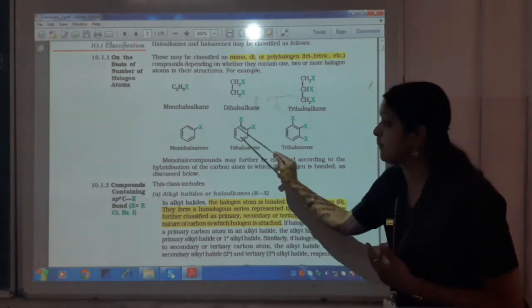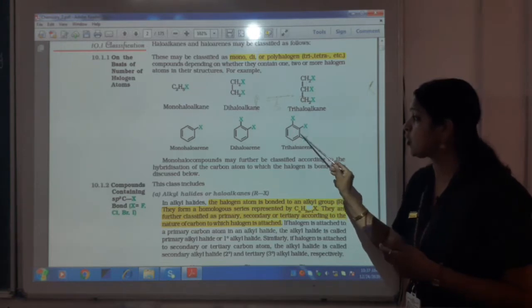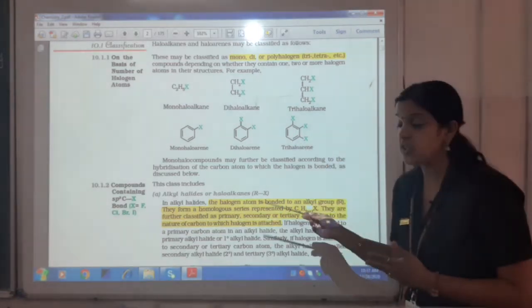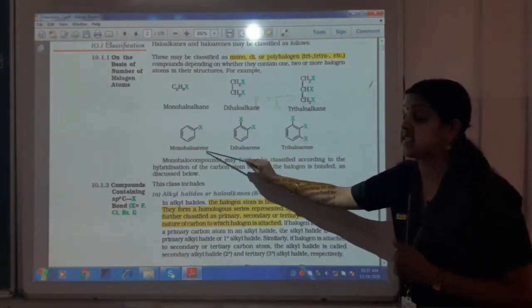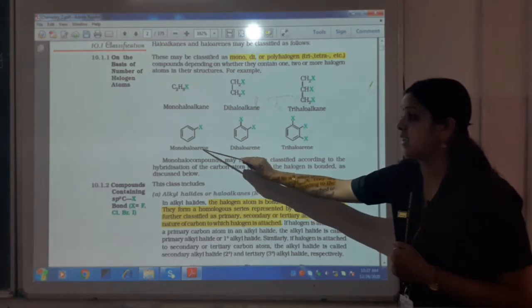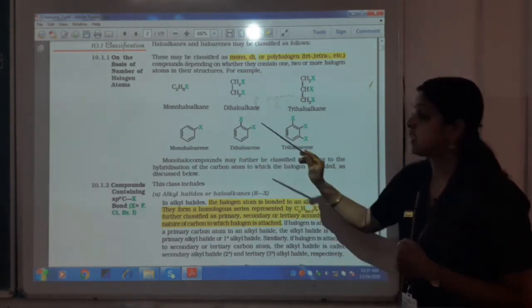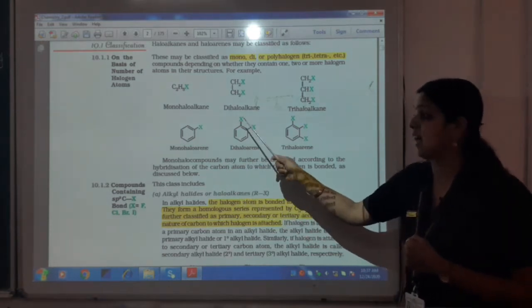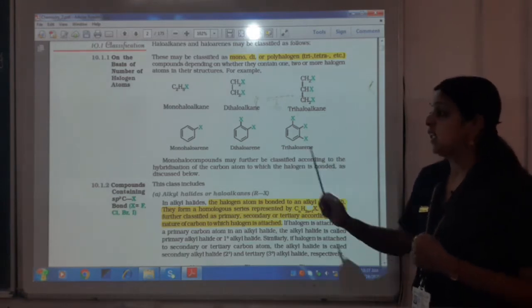Now when you take a benzene structure, we have learnt in 11th standard that this closed structure is called benzene and it is aromatic in nature. So when you take an aromatic structure, you call it arenes, A-R-E-N-E. So I have only one halogen atom, so I call it monohaloarene. This is dihaloarene and this is trihaloarene.